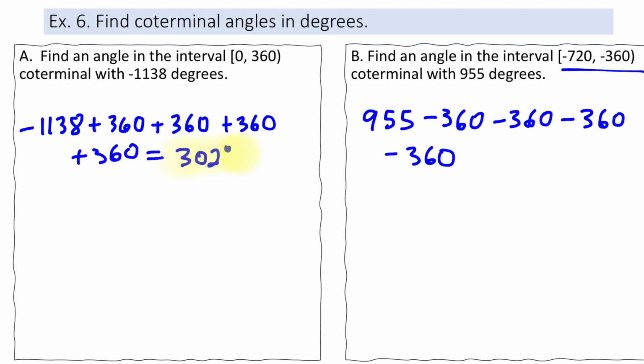All right, and now finally I get down into the negatives. Actually, below negative 360. You can't just be negative on this one. You have to be in this negative range, negative 360 to negative 720. So I got negative 485, and that is definitely between negative 360 and negative 720. So this is a coterminal angle that fits that requirement. So this is what I'm looking for.